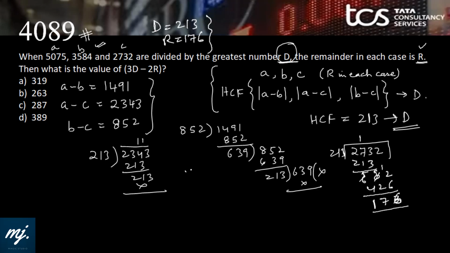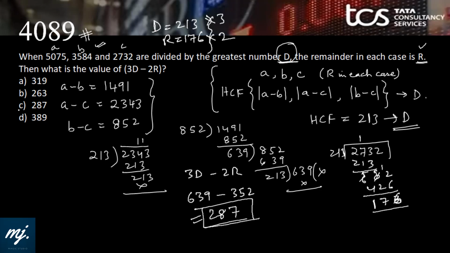They have asked us to find the value of 3D minus 2R. 213 into 3 is 639, minus 176 into 2, which is 352. 9 minus 2 is 7, 13 minus 5 is 8, and 5 minus 3 is 2. The answer we are looking for is 287, that is in option C.